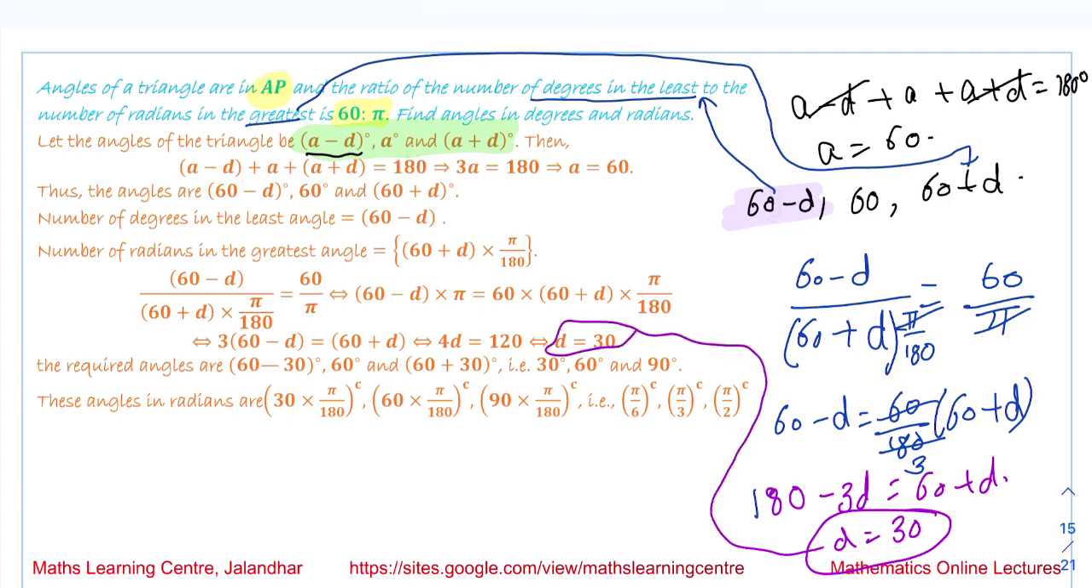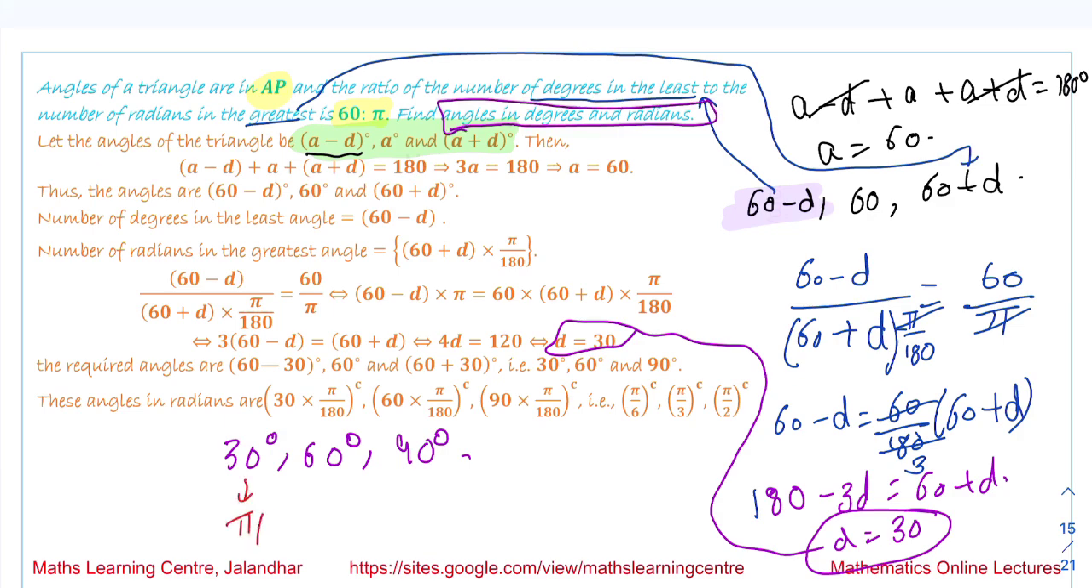So the required angles are 30 degree, 60 degree and 90 degree. Now we have to find the angles in degree and radians. When we convert these values to radians, the answer we will have is pi by 6, pi by 3 and pi by 2 radians.